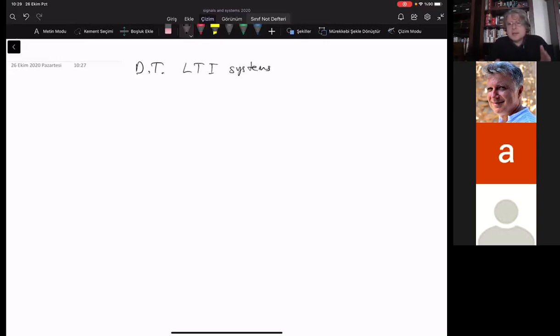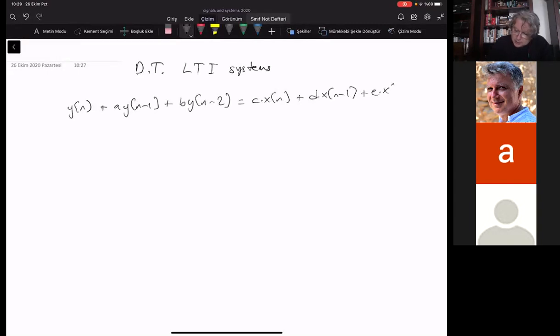These systems require an input and output relation in terms of something like this. y(n) plus a times y(n-1) plus b times y(n-2), for example, this is just an example, is equal to c times x(n) plus d times x(n-1) plus e times x(n-5), for instance. What we have here is called a difference equation.